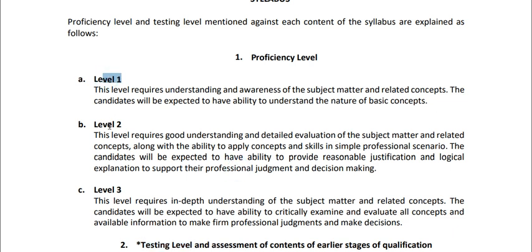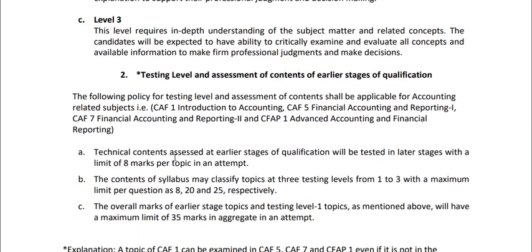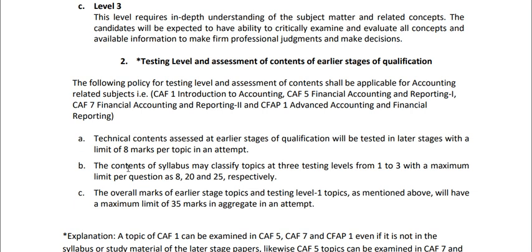These different levels tell the candidate how much depth of a topic the examinee should have so that he can attempt a paper. And the testing level classifies the content into 3 testing levels, from 1 to 3. These testing levels identify how much a question has been limited to the number of marks that ICAP will test.